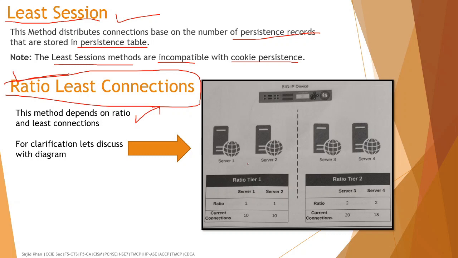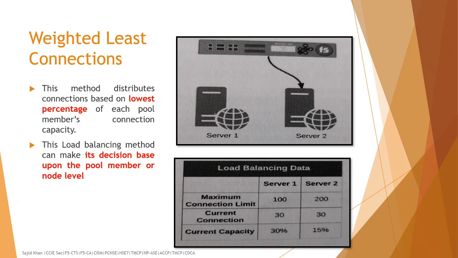In this diagram we can see that we have ratio tier 1 and ratio tier 2, and the current connections for server 1 and server 2 are 10, and similarly the current connections for server 3 and server 4 are 20 and 18. So for server 1 the ratio is 1, and for server 2 the ratio is 2. So as per the ratio and current connections, the next request will be forwarded to server 4 because server 4 has 18 current sessions.